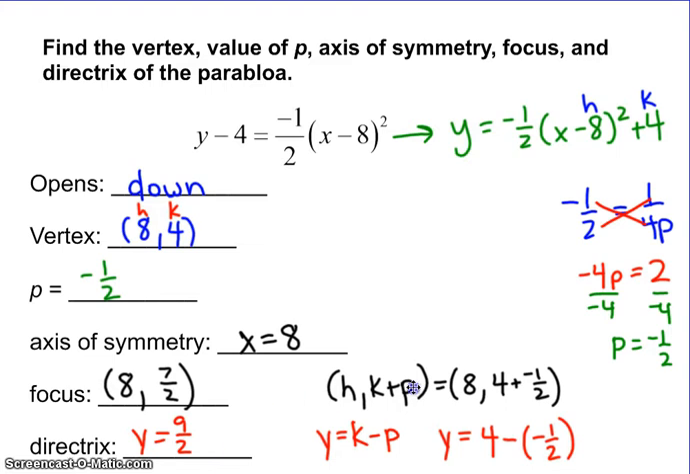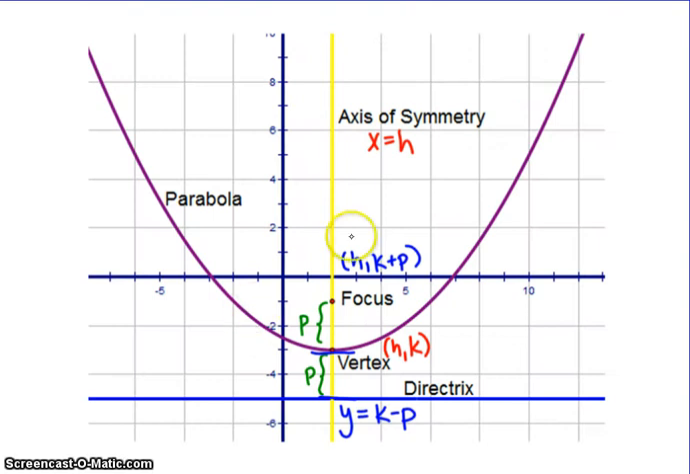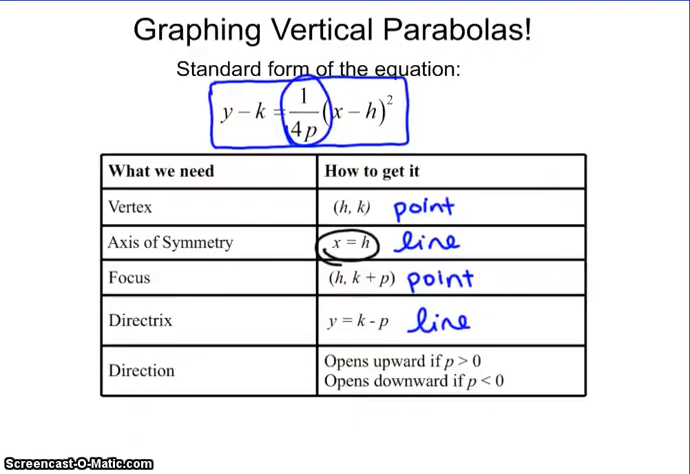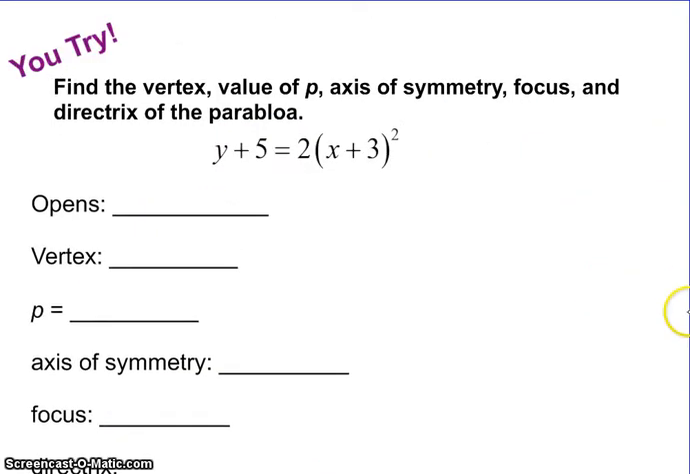So we did all of this information without having to graph it. However, sometimes it's nice to be able to look at a picture and say, okay, I need to add p for the focus, subtract p for the directrix. Everything else is exactly like what we did in Unit 5. All right, so let's try another example. I want you to pause and give this a shot, and then we're going to go over it together.